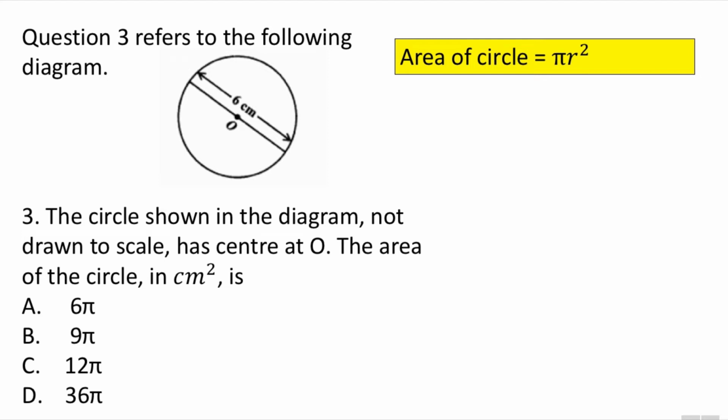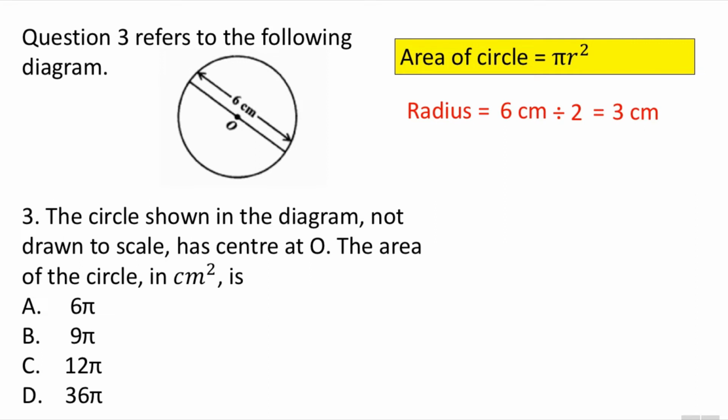Okay, but in the question that we're given, they give us the diameter, guys. So the diameter of the circle is 6 centimeters. To calculate the radius, we need to do 6 centimeters divided by 2, because the radius is half the diameter. So 6 centimeters, and we divide that by 2, therefore our radius is 3 centimeters.